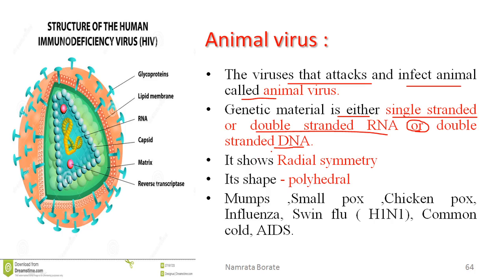You should remember this point, it's very important. Either there is a presence of DNA or there is a presence of RNA only. It shows radial symmetry, and its shape is somewhat polyhedral. Its examples are mumps, smallpox, chickenpox, influenza, swine flu, common cold, AIDS, and the coronavirus.